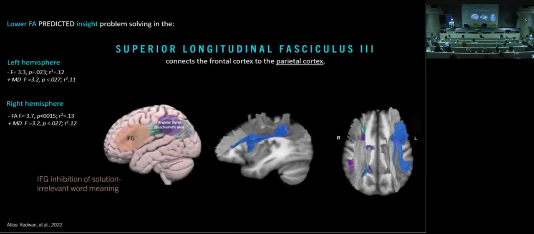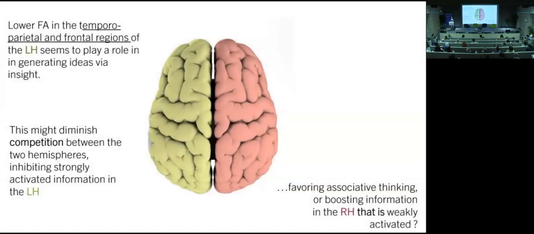We also found that insight was predicted by lower FA, one more time, in both left and right superior longitudinal fasciculus. This is a brain tract that connects the parietal cortex to the frontal lobes, okay? Specifically the inferior frontal gyrus that Simone already explained, so I'll move forward to save some time. So what can we conclude from these early results?